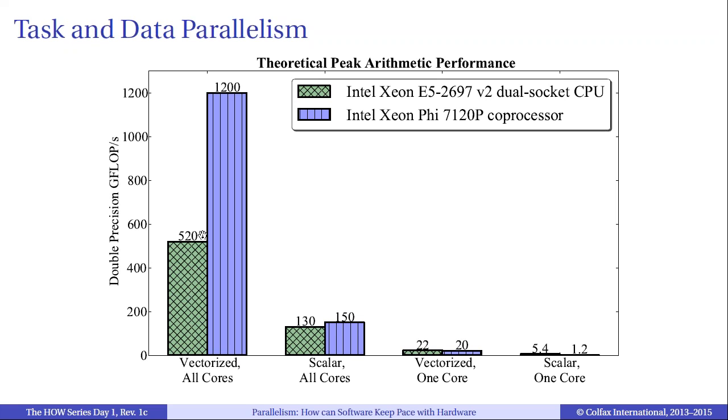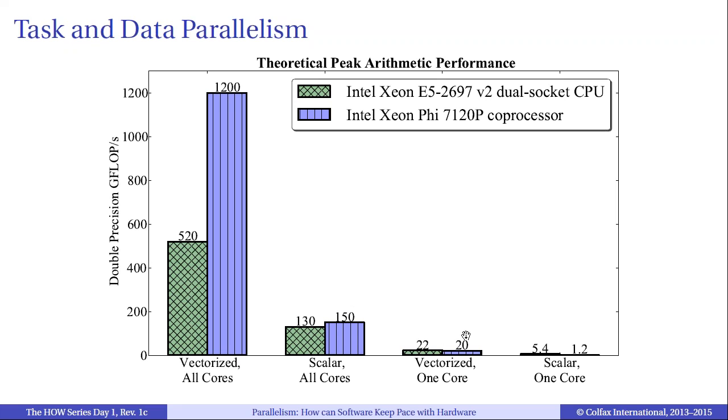Now, what if my application is not capable of using vectorization? It runs in the scalar unit. There is a penalty for that on Xeon, a factor of 4, but the penalty for that on Xeon Phi is a factor of 8. So now Xeon is just barely ahead of the Xeon Phi. I'm sorry, Xeon Phi is just barely ahead of the Xeon.